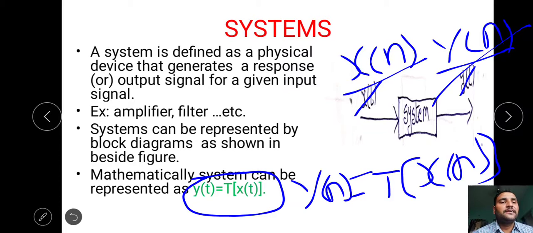This is the block diagram representation, and this is the mathematical representation of a system. Mathematically we could represent it like this. Block diagram we could represent like this. Majorly what you have to know is that a system is a device which is used to generate an output signal for the given input signal.